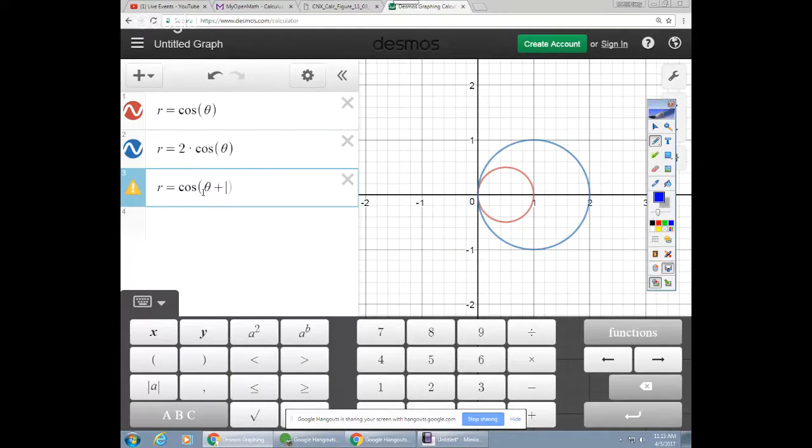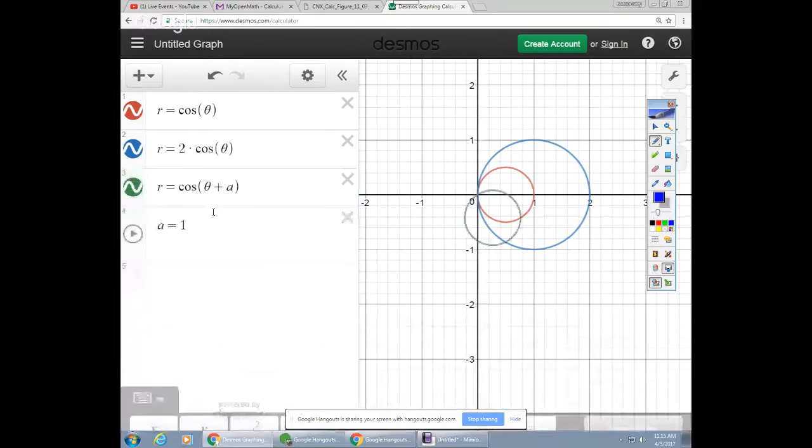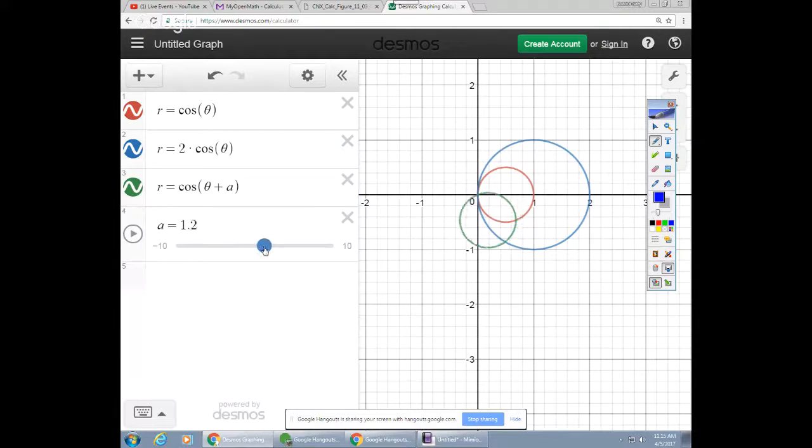Let's check it out. Ooh, what just happened there? Make that 2 a 1. Make that 2 a 1/2. We have something even better. Let's make that 2 an a and make a slider for a. And then watch what happens as I move the slider.